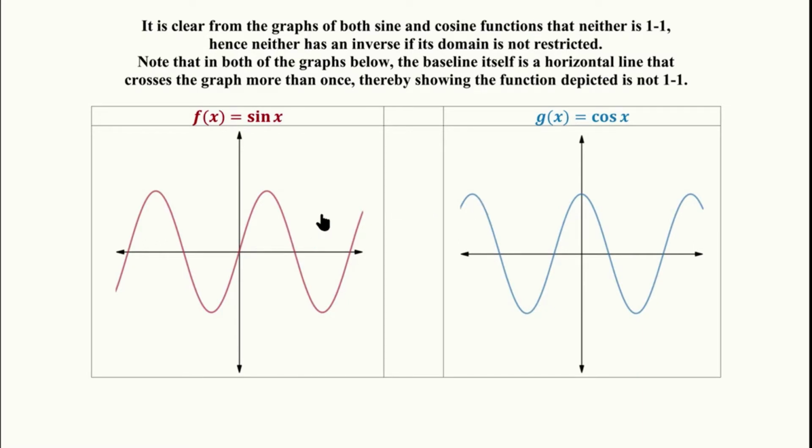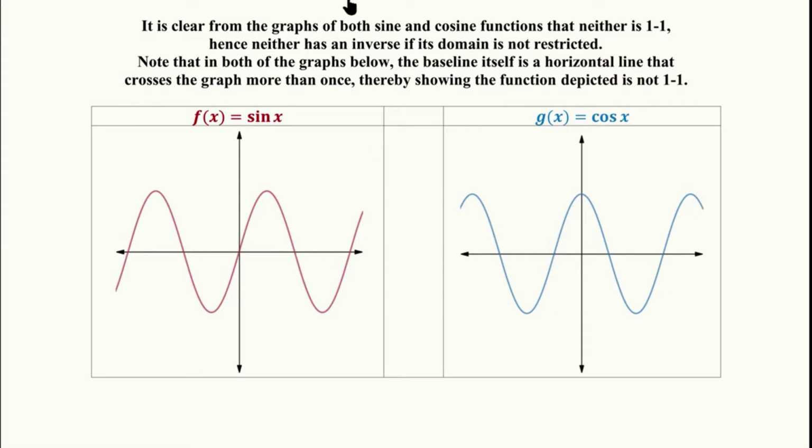There is no vertical line that would cross either one of these two graphs more than once. So they're both definitely functions. However, if you also notice, they both miserably fail the horizontal line test. In fact, the x-axis itself in both cases is a horizontal line that crosses these two graphs infinitely many times, right? So they're both as far away from 1-to-1 as you can be.